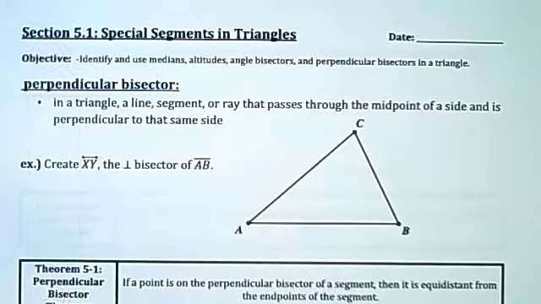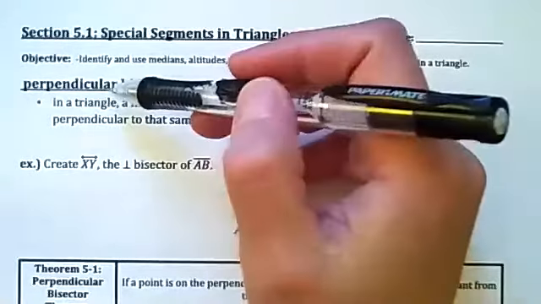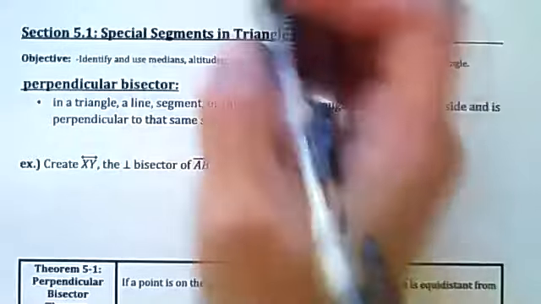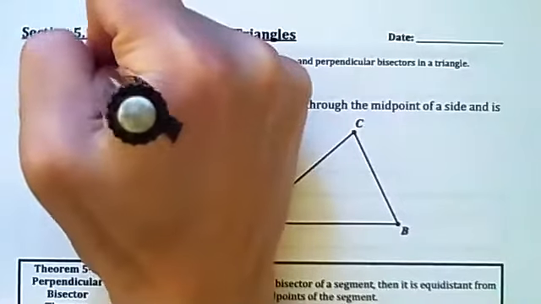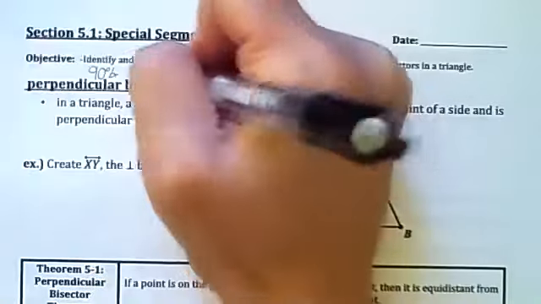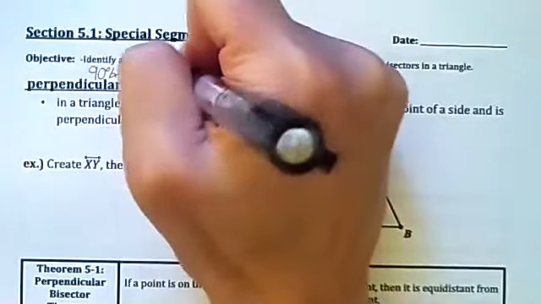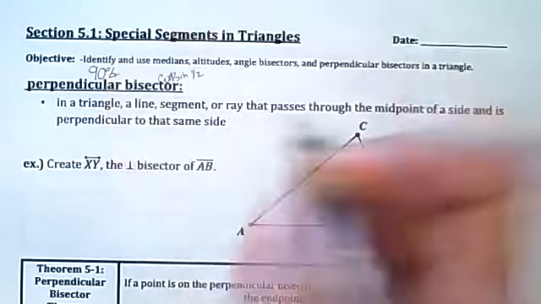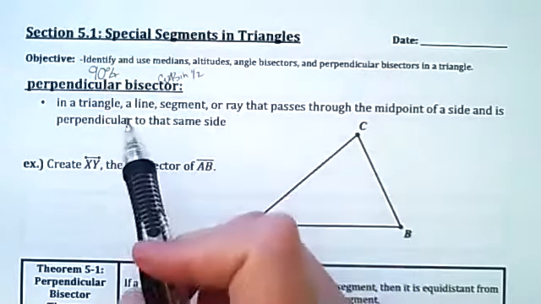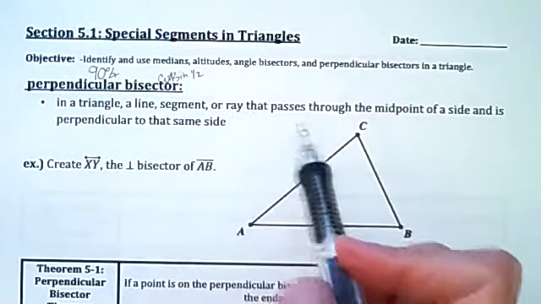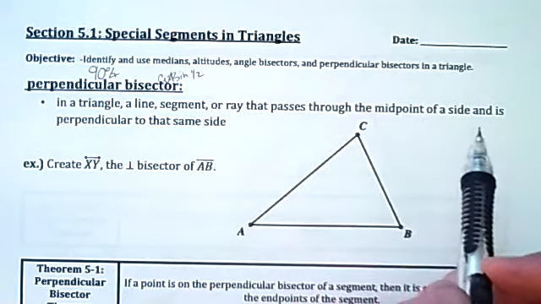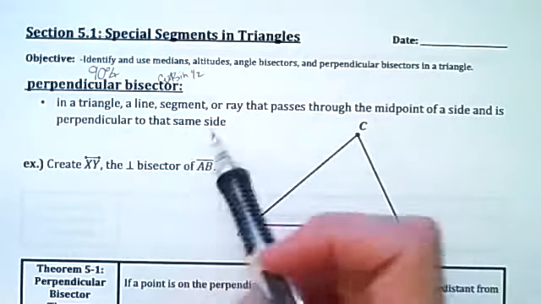So you can probably figure out what this is because we know what perpendicular means, right? Perpendicular is lines that form right angles. And a bisector cuts in half. So basically a perpendicular bisector is a line, a segment, or a ray that passes through the midpoint of a side of a triangle and is perpendicular to that same side.